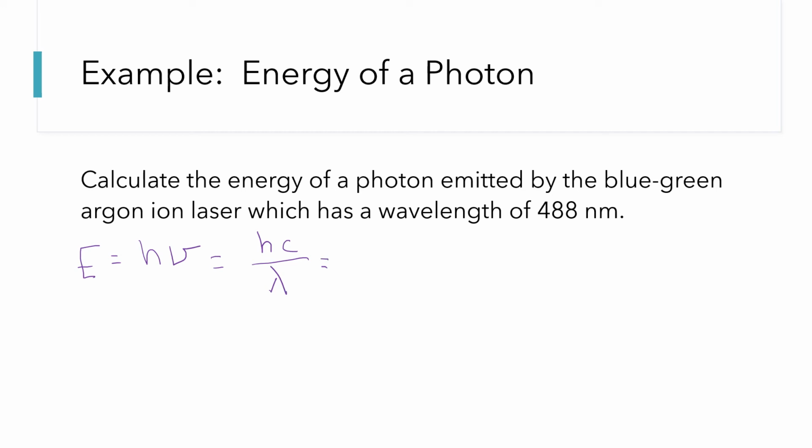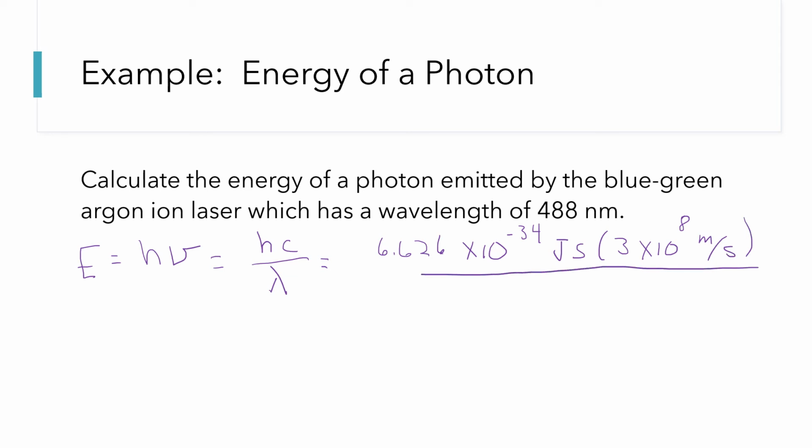Well, h was given as 6.626 times 10 to the negative 34 joules times seconds. c is 3 times 10 to the 8th meters per second. And then lambda is given as 488 nanometers. Okay, before I write in a unit here, joules, seconds, all of that, that's looking great.